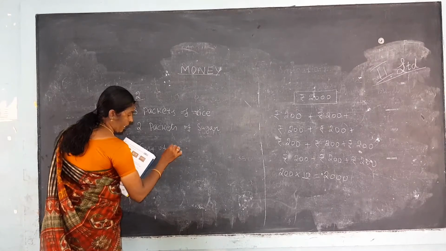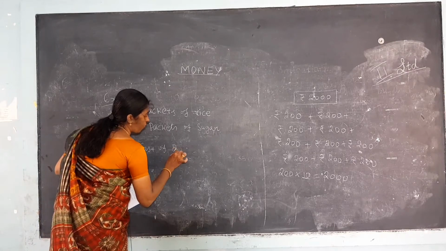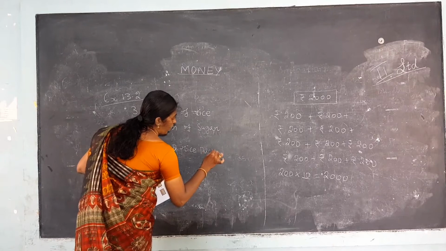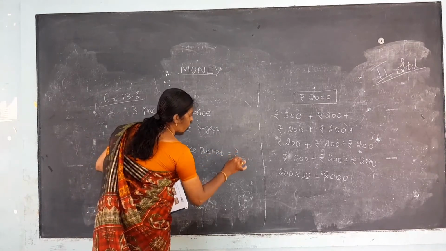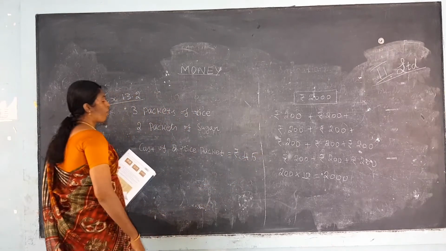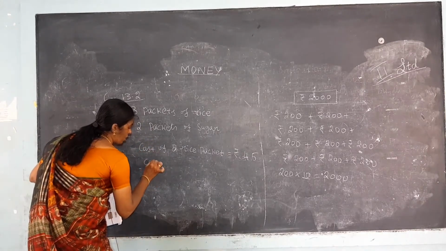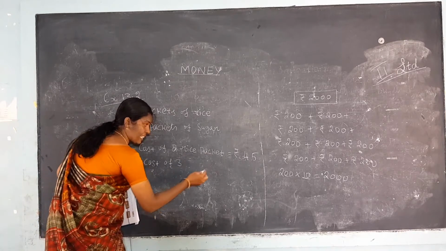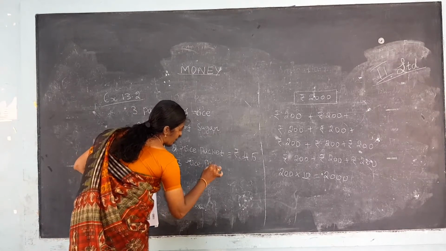per rice packet. Okay. Cost of a rice packet is equal to how many rupees given? Rupees 45. Okay. How many packets of rice did he buy? 3. So the cost of 3 rice packets.